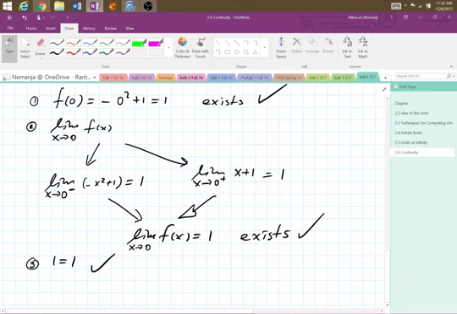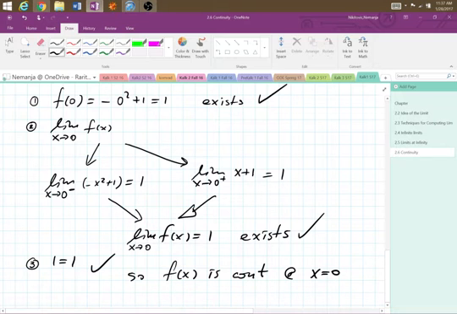That checks. So f of x is continuous at x equals 0. It was a piecewise function. And we got it. We checked all three conditions. They all passed. Perfect.